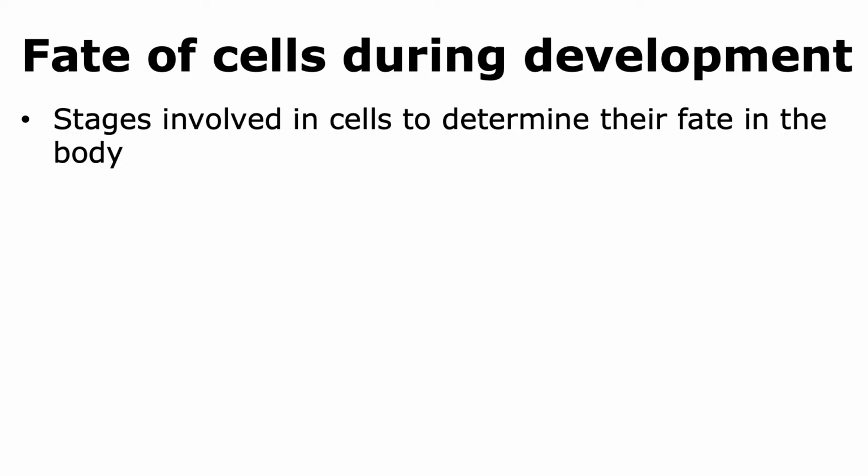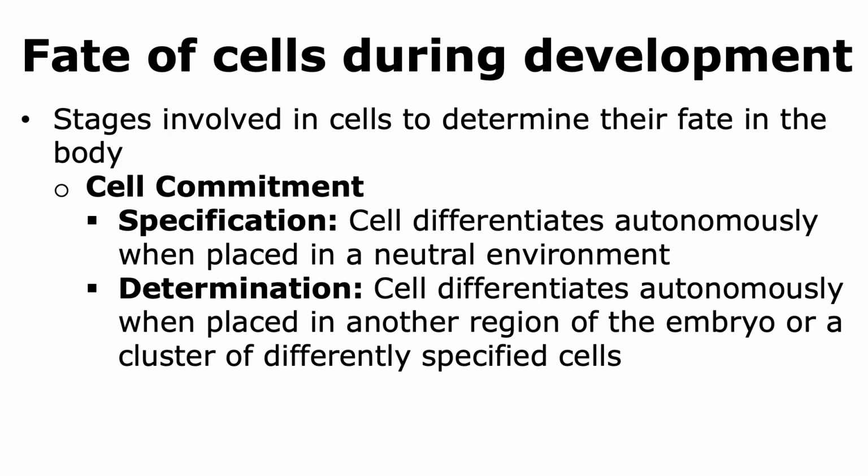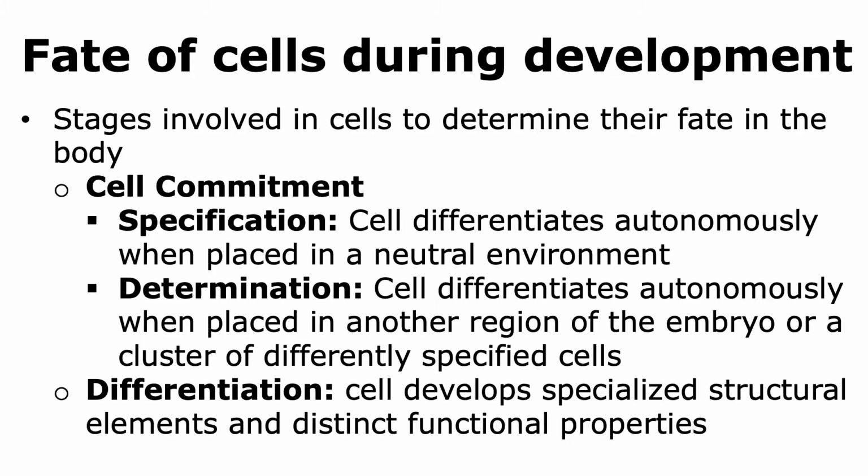The different stages that enable cells to determine their fate in the body include the stage of cell commitment. Now, cell commitment requires the process of specification to occur, followed by the process of determination. Once cell commitment has been finalized, then the cell undergoes differentiation, which allows the cell to develop specialized structural elements and distinct functional properties. Now let us look at each one of these stages.